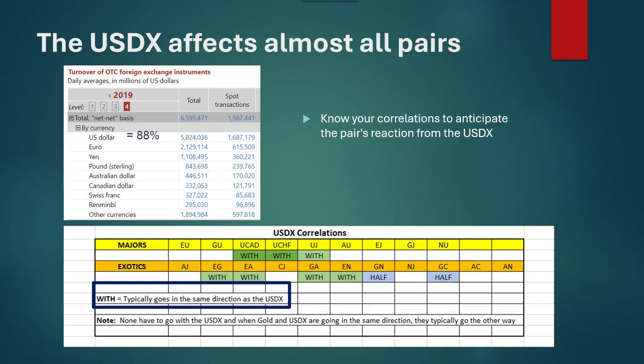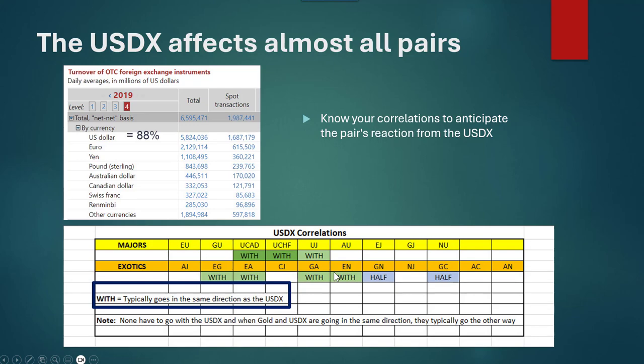The dollar affects almost all pairs. I took this back in 2019. We were doing 6.6 trillion a day. Of that 6.6 trillion, 88%, or 5.8 trillion, was the dollar. So you got to watch the dollar. If the dollar is going up, these are the correlations. Typically it goes in the same direction, though that doesn't mean it will do it every time.